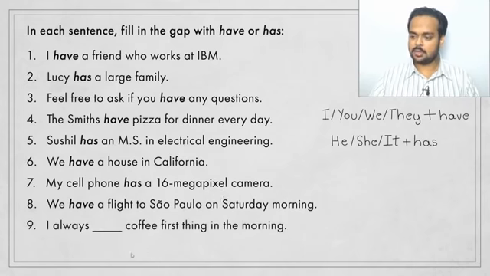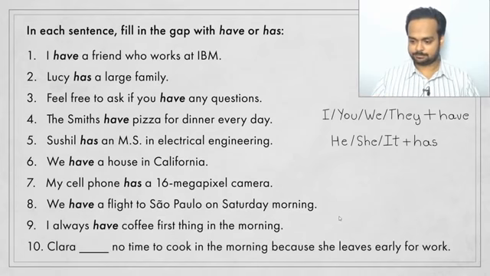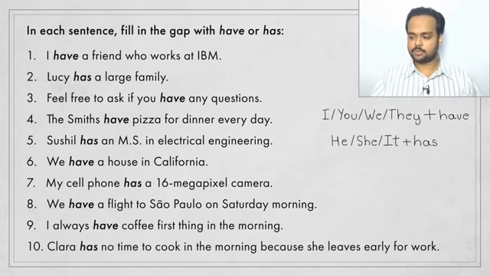Okay, number 9, I always coffee first thing in the morning. I always drink coffee is what we mean. The subject is I, so I always have coffee. And number 10, Clara, no time to cook in the morning because she leaves early for work. Clara is a girl's name, so Clara has no time to cook in the morning because she leaves early for work.